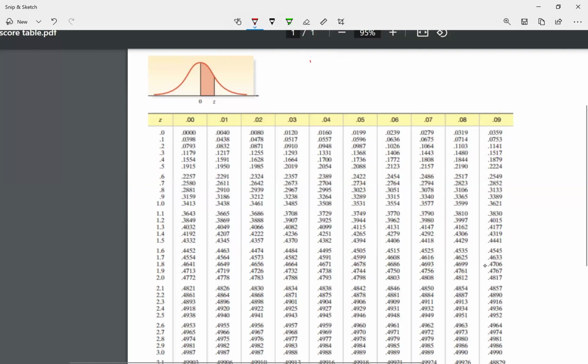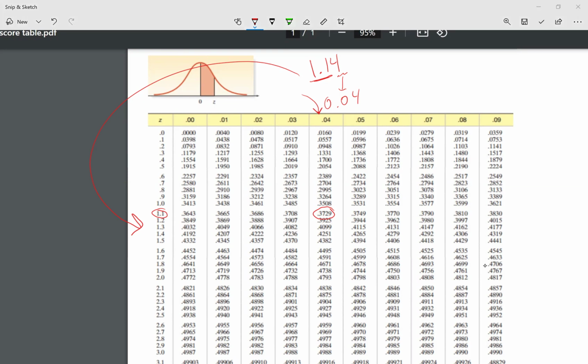Now my z-score that I'm looking for is 1.14. So looking up to my first decimal place, 1.1, I'm gonna look at here on the side, and then 0.04, because I'm looking at my second decimal place, I'm gonna look at that here on the top. Okay, so at the side, 1.1 is here. 0.04 is right here. So 1.14 is here. You guys see it? So 1.14 is 0.3729. So 3729.